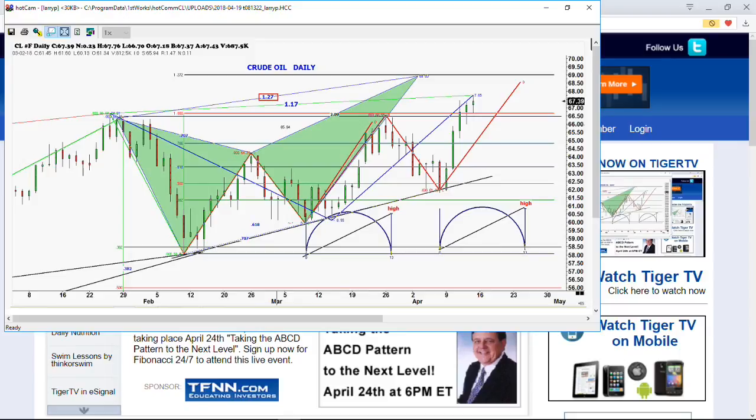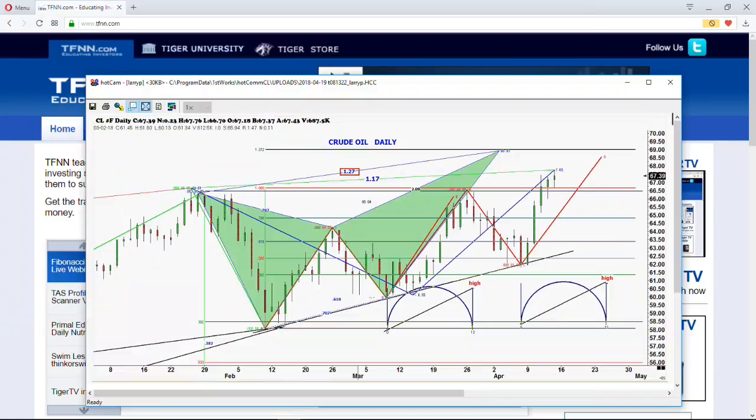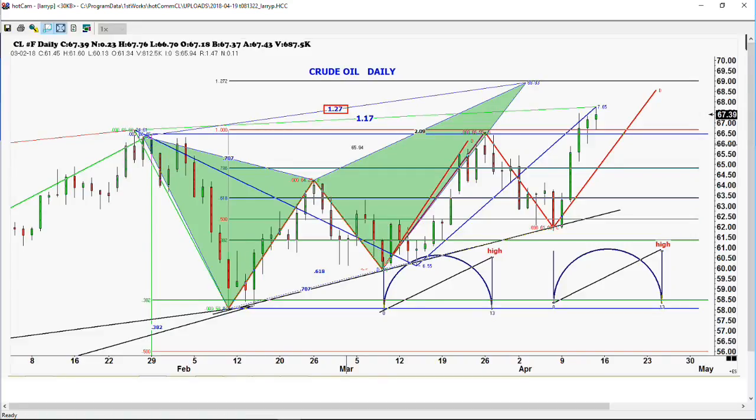So 69 and change should be something that would be, I would think, very, very important in crude oil to be watching today. Let's take a quick look and see where we are. We're at 69.10 right now, so we want to be watching that one very, very closely also.